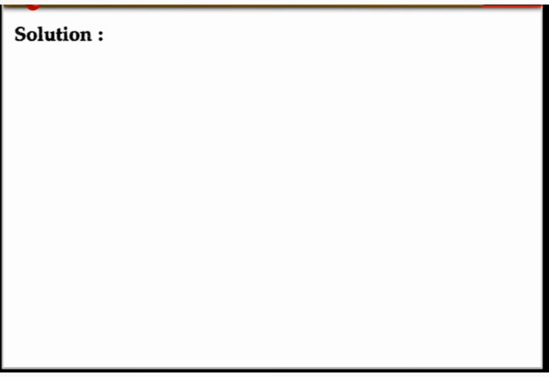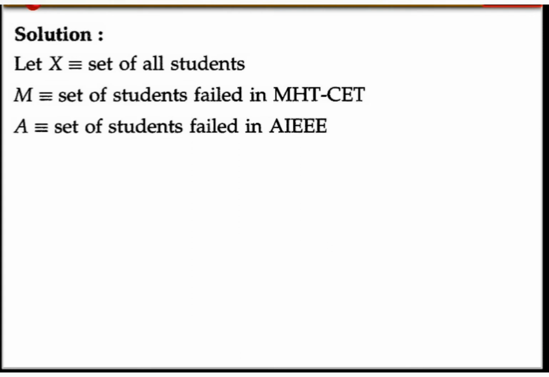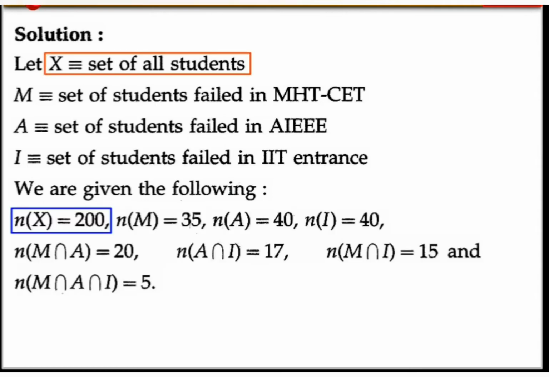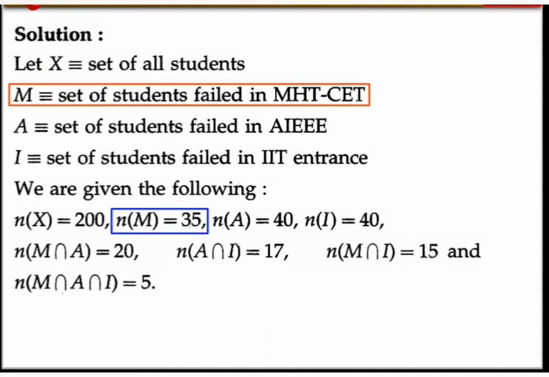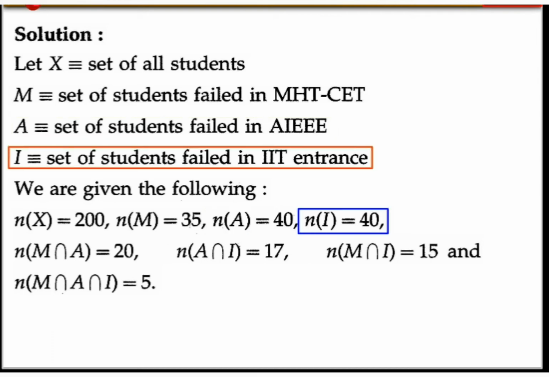Solution. Let X be the set of all students, M the set of students who failed in MHT CET, A the set of students who failed in AIEEE, and I the set of students who failed in IIT entrance. We are given the following. Number of elements in X is 200. Number of elements in M is 35. Number of elements in A is 40. Number of elements in I is 40.